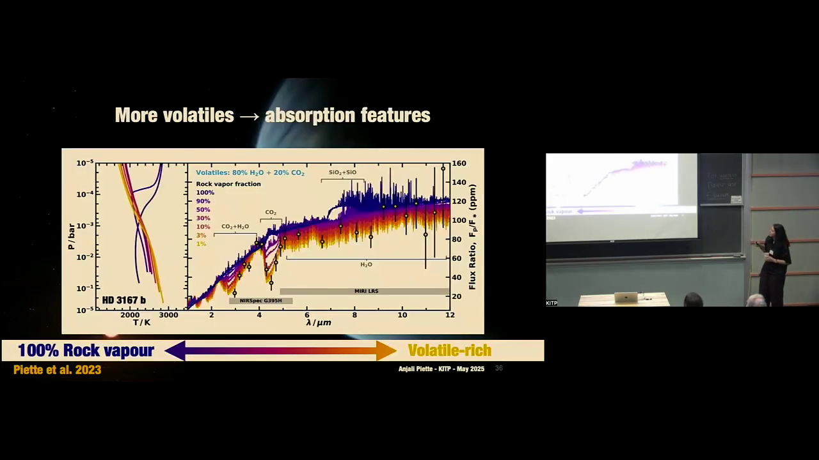If I go to the next one, the pure rock vapor case would be the darkest blue color. There you do see some emission bumps from the silicates, but they're small because the thermal inversion is there, but it's not super strong because of the MgO specifically. If you add more volatiles, initially you get a featureless spectrum because they add more infrared opacity, but if you have enough volatiles, you switch to the non-inverted temperature profile and you can get the bigger absorption features.